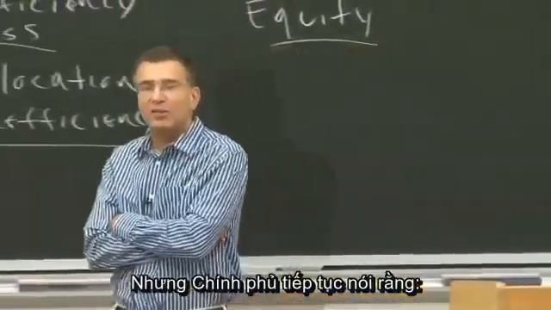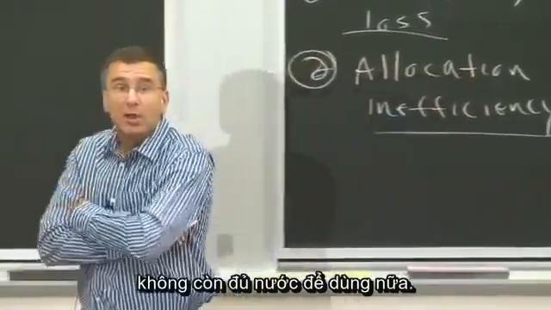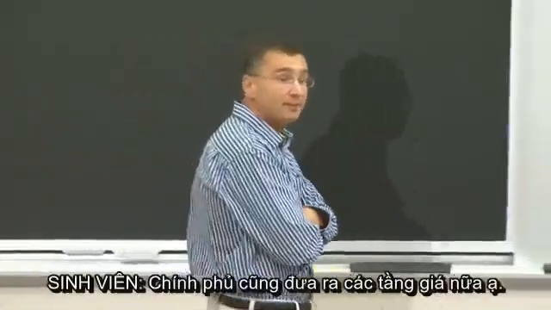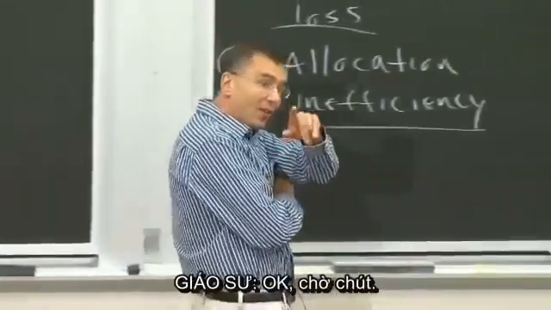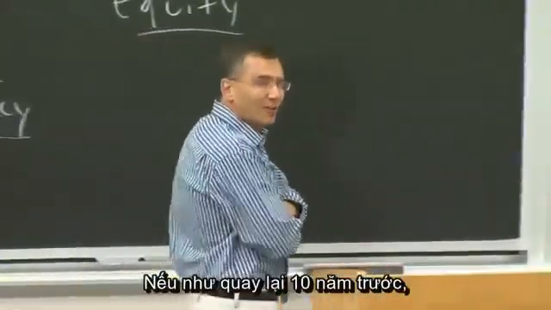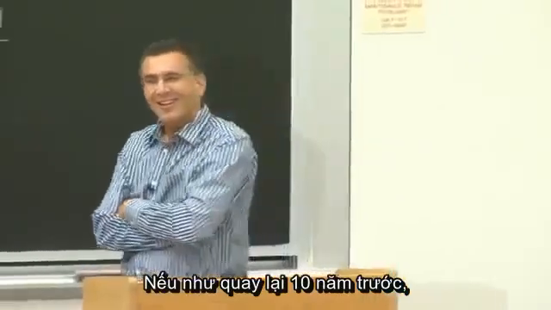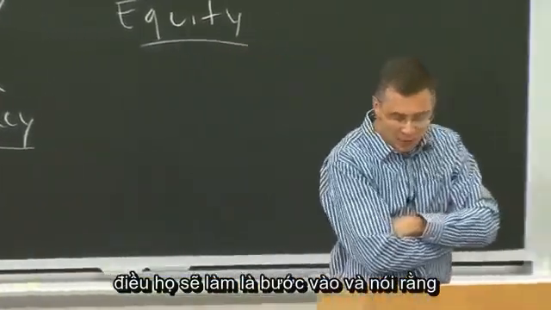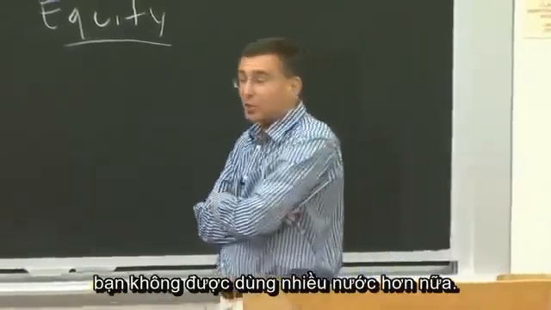But the government comes in and says, look, there's not enough water, okay? And so as a result, we're going to limit your uses of water. Yeah? That's not like tiered pricing. Okay, hold on, time out. That's because the government got smart. So let's go back 10 years ago, okay? So what they'll do is they'll come in and they'll say, you can't use as much water.